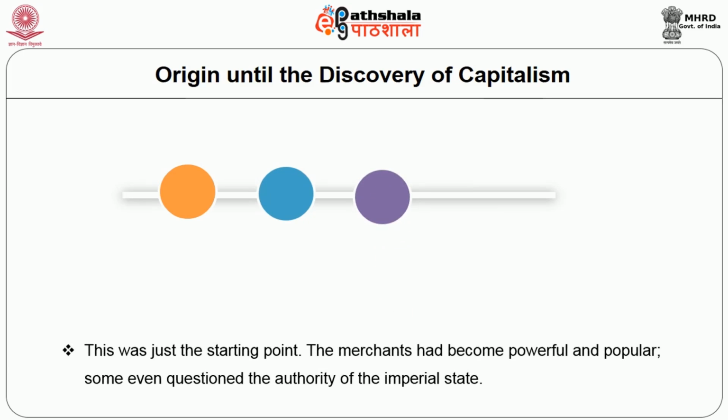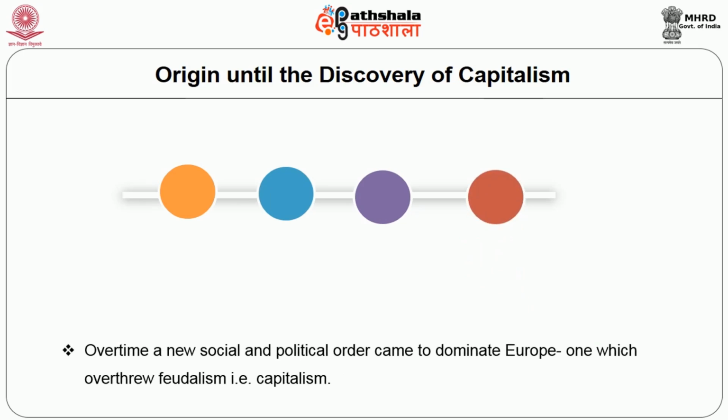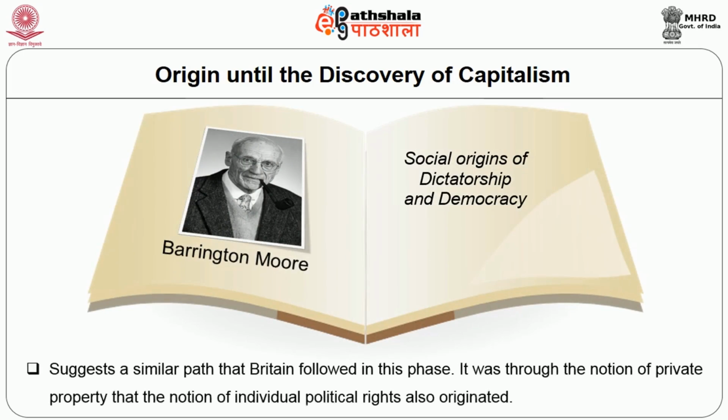This was just the starting point. The merchants had become powerful and popular. Some even questioned the authority of the imperial state. Over time, a new social and political order came to dominate Europe, one which overthrew feudalism, that is, capitalism. Barrington Moore, in his book Social Origins of Dictatorship and Democracy, suggests a similar path that Britain followed in this phase. It was through the notion of private property that the notion of individual and political rights also originated.